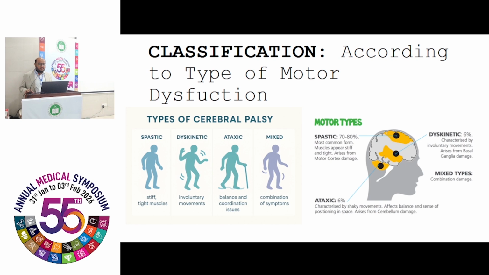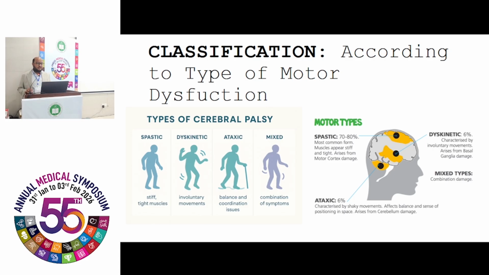The other one is dyskinetic. It is basically involuntary movements of the body. Another is ataxic, because of involvement of the cerebellum. So there is a problem in balance and coordination. Sometimes it is a combined disorder, ataxic and motor problem. So basically, it totally depends on which part of the brain is involved.